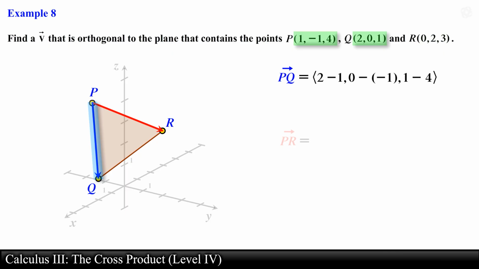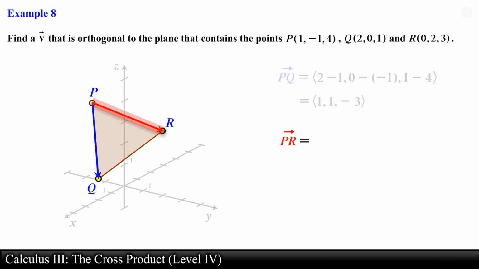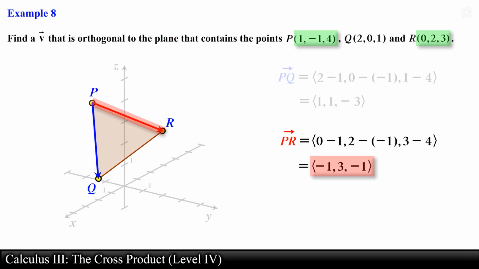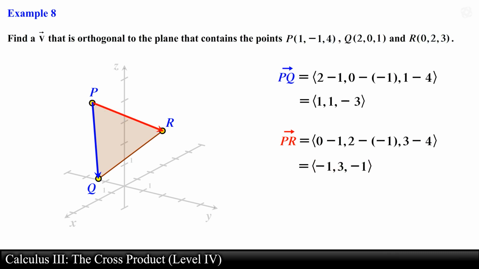So we subtract the coordinates of the points and simplify the expression, obtaining the following components for vector PQ. Next, let's find the components of vector PR. So we subtract the coordinates of the points with one another. Then, we simplify the expression, obtaining the following for the components of vector PR.